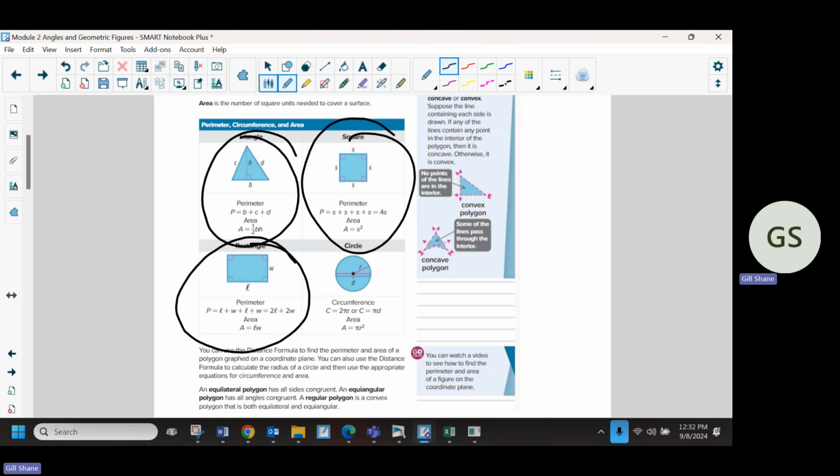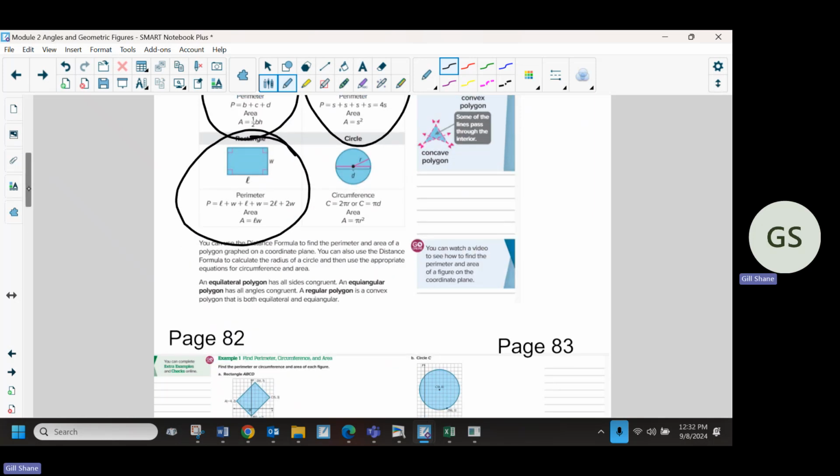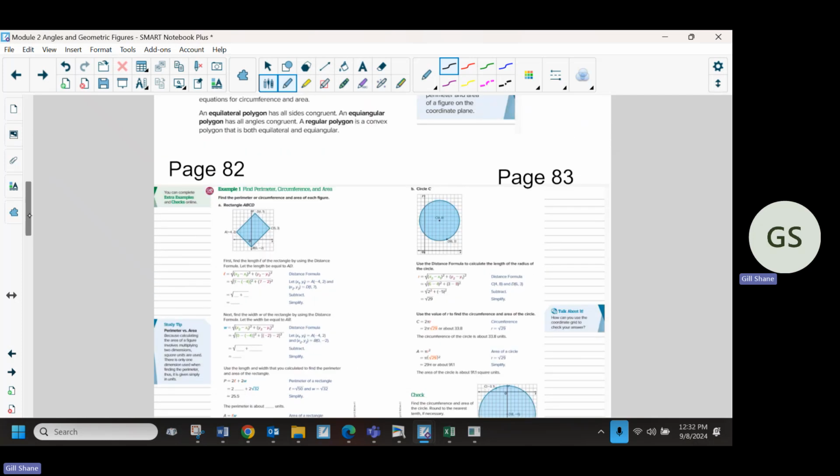You have to know the formulas for perimeter and area of triangles and rectangles. We did it in class. You can watch that video if you want to go figure that out.